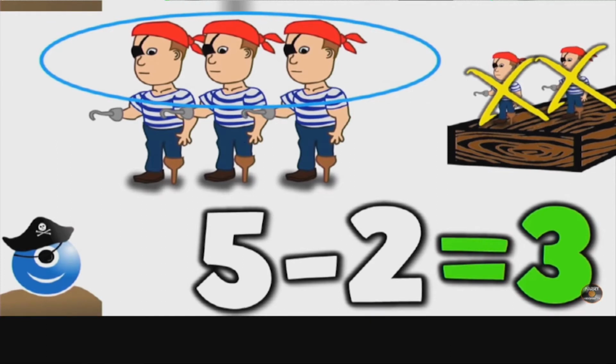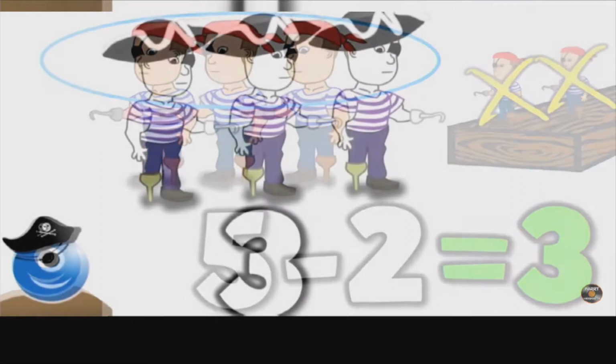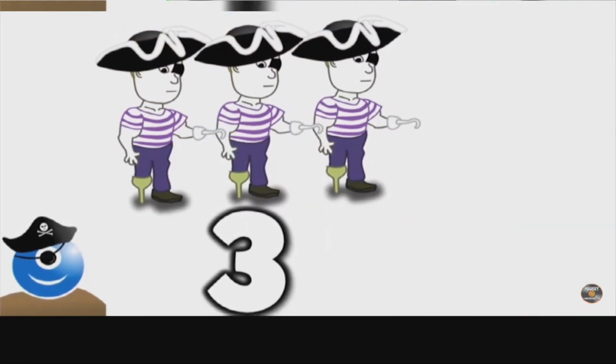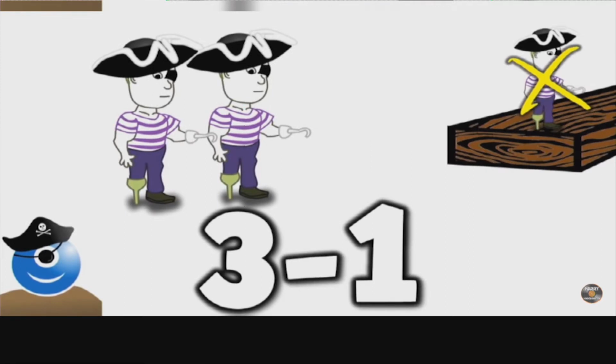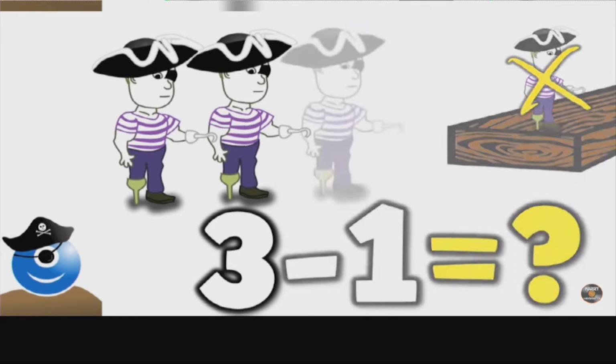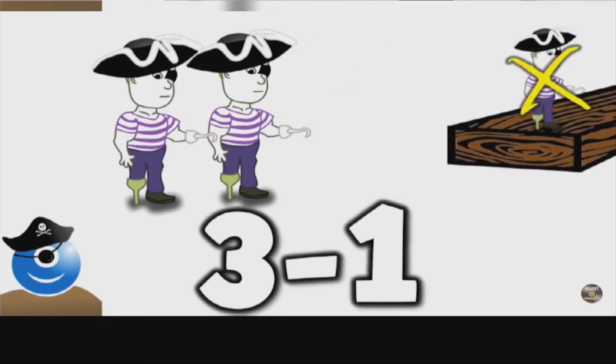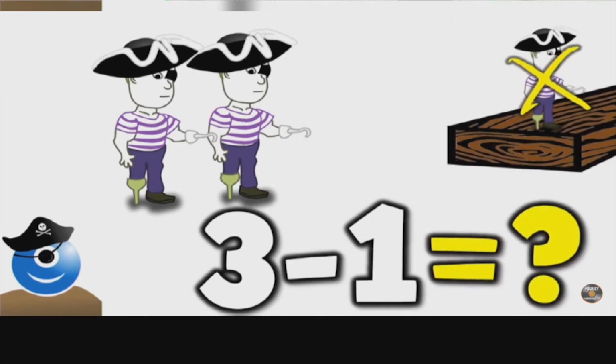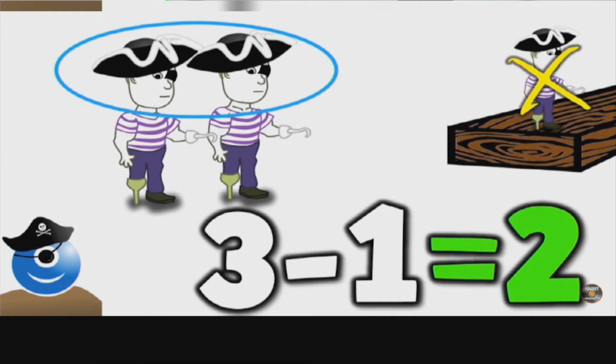Excellent. All right, it's time for a new story. One day, I had 3 pirate helpers. I got rid of 1 swashbuckling helper and made him walk the plank. How many pirate helpers did I have left? Let's see. 3 minus 1 equals 2. Excellent. I had 2 helpers left.